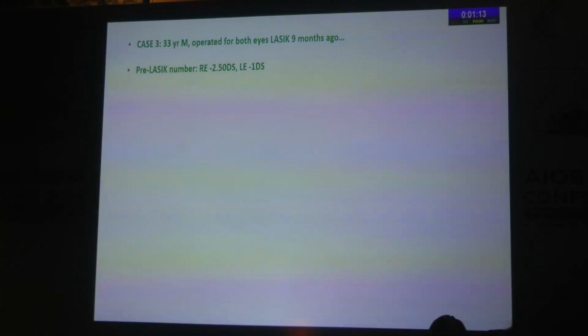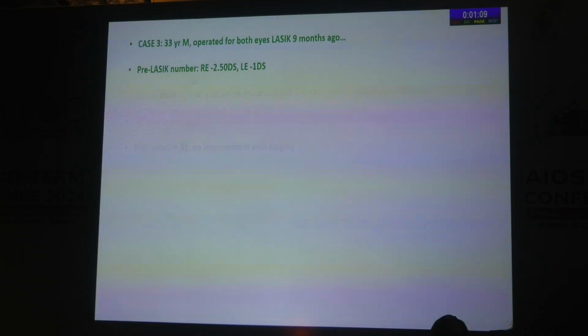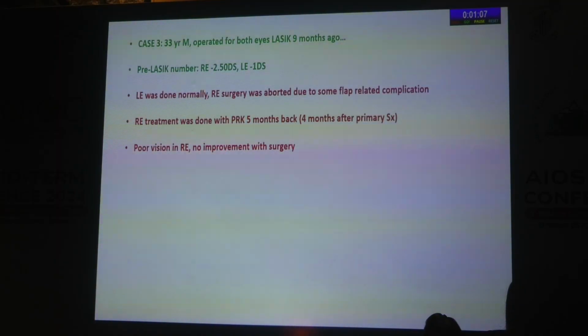A 33-year-old male operated for LASIK 9 months elsewhere. Pre-LASIK number was right eye -2.5, left eye -1. So left eye was done normally, but the patient says right eye surgery was aborted due to some flap-related complication. And right eye treatment was done with PRK 5 months back, that is 4 months after primary surgery. And the right eye had poor vision, no improvement.